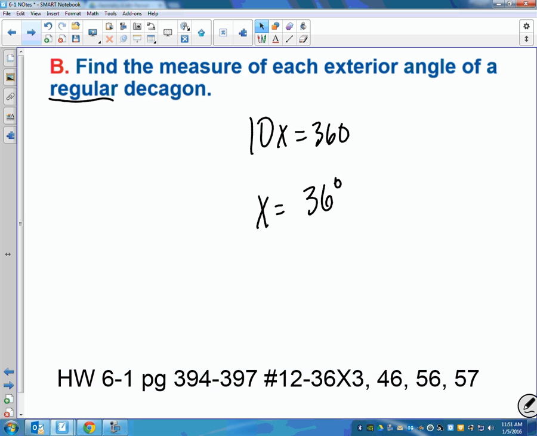So, your homework, I'll make you write it down. 12 through 36 multiples of 3, and then 46, 56, and 57. I think that's only 15 questions. You have some time to work, so I want you to put your Chromebook away, and then I want you to start.